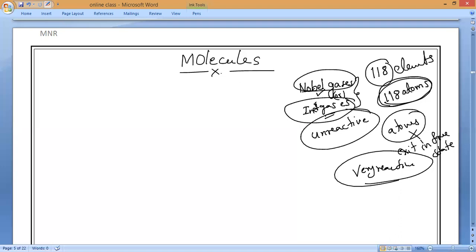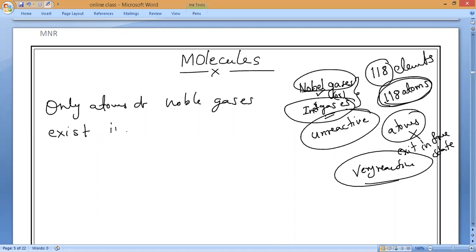Then only we'll go for molecules. So write the statement: only atoms of noble gases. Noble gases, what is another name? Inert gases, or unreactive gases. Only atoms of noble gases exist in a free state because they are unreactive in nature, or we will say stable in nature. Everything you can write.